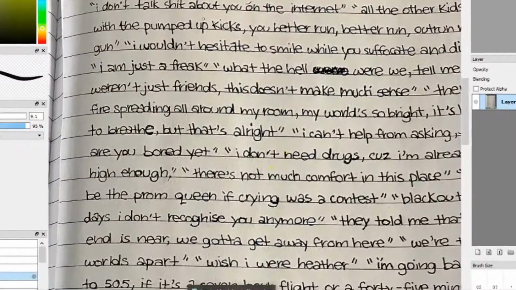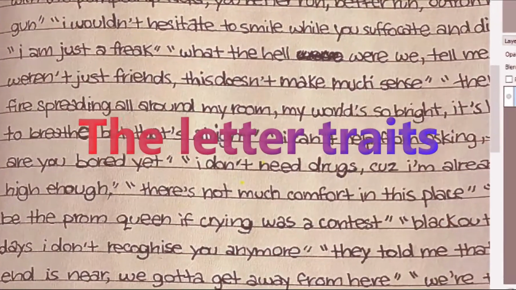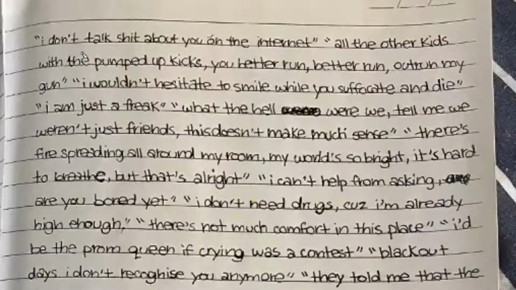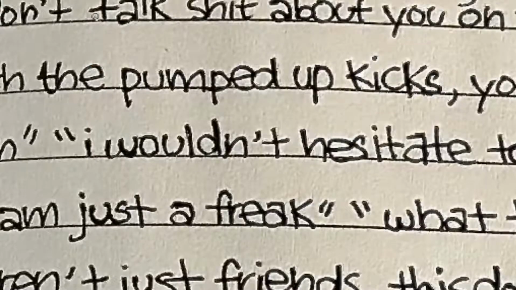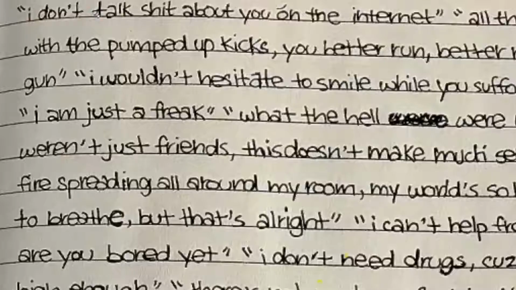So let's move to the letter-specific traits now. The most apparent letter-specific trait here is how inconsistent the T-bars are. The T-bars indicate your self-esteem, how much you believe in yourself, and as you guys can see here, it's pretty low.